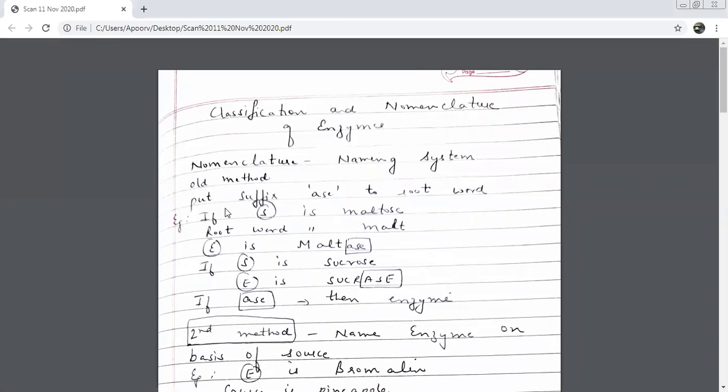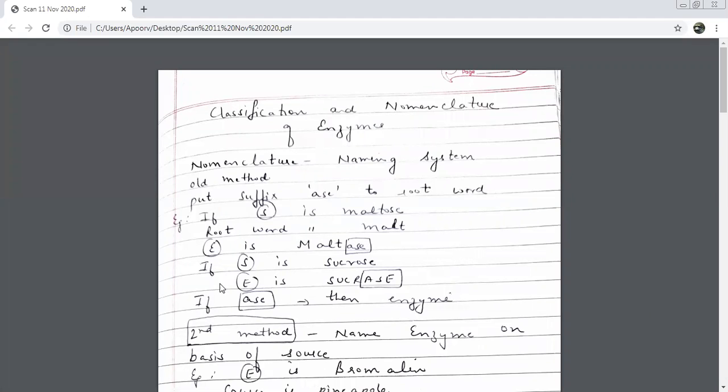Let me tell you about the old method first. It was a very simple method. They just said to add the suffix ASE to the root word. Root word means keyword, main word. Whichever is the main word, just add the suffix ASE. For example, if your substrate is maltose, the root word is malt. So if you want to name the enzyme, simply write maltase.